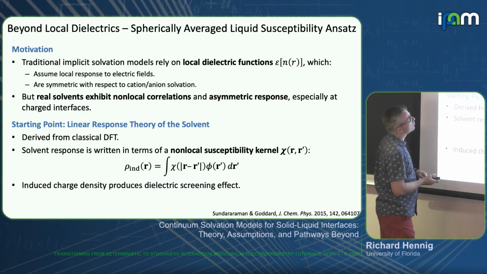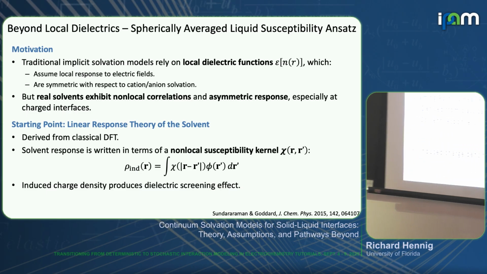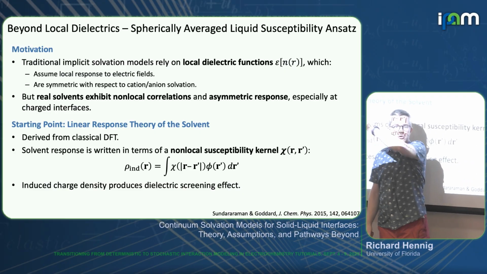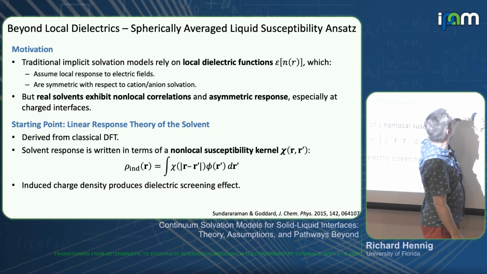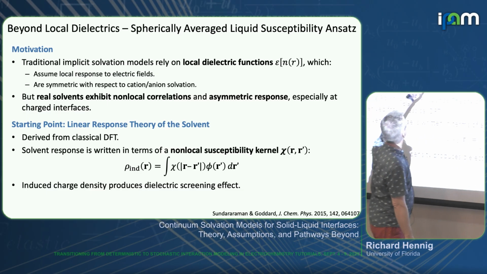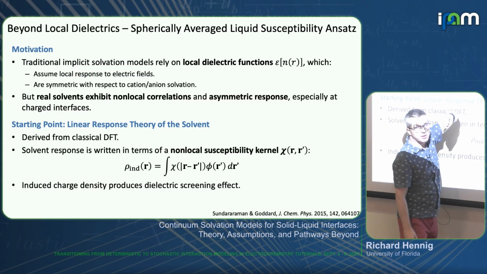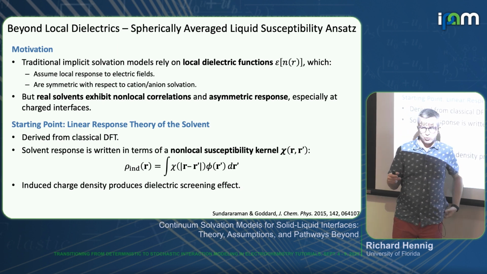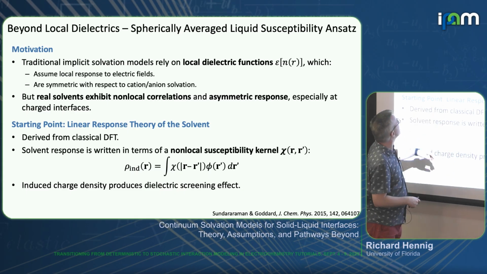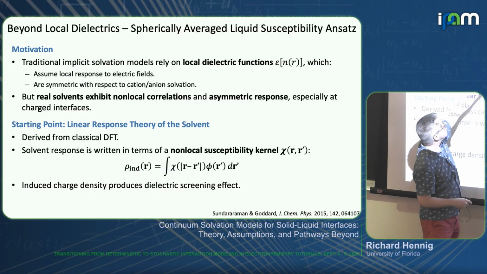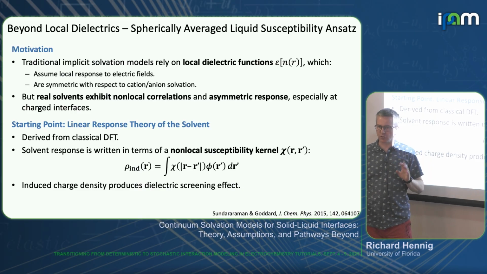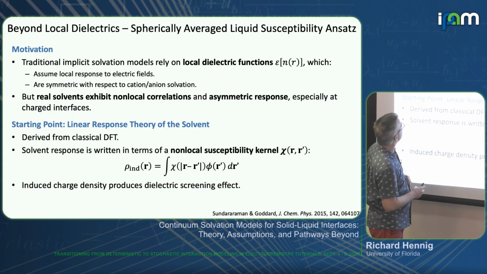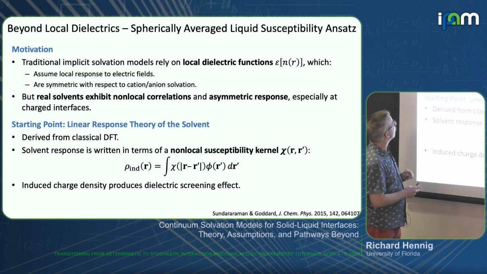So the traditional solvation models rely on that local dielectric function, right? As the charge density becomes smaller and smaller, the local dielectric constant simply goes up. That's okay. That assumes that we've got a local response to the electric field. Those regions over which these things turn on are relatively small. They're close to the resolution limit of our plane wave basis. We also assume that they're symmetric with respect to cation and anion solvation, which is not necessarily true. Sundararaman was able to go beyond that.